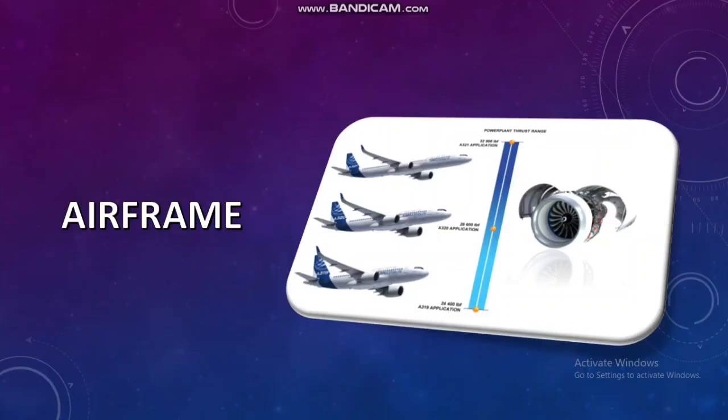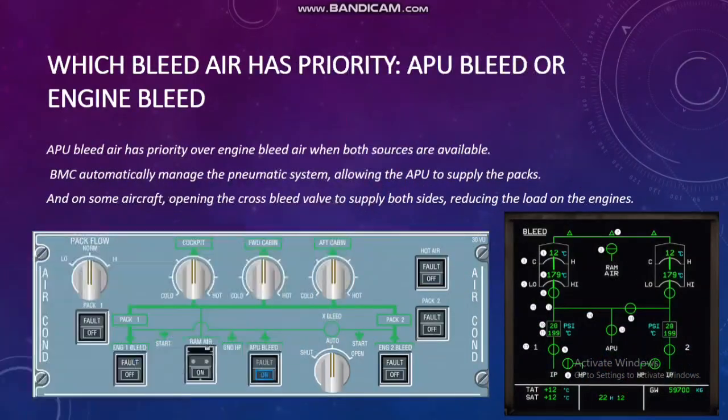Now we'll discuss the airframe, some questions related to DGCA. Airframe: which bleed air has priority, APU bleed or engine bleed? APU bleed air has priority over the engine bleed air when both sources are available. So if both sources are available, APU bleed air has priority.